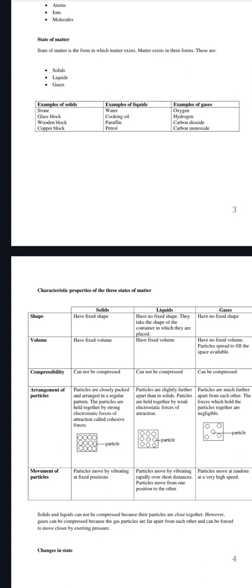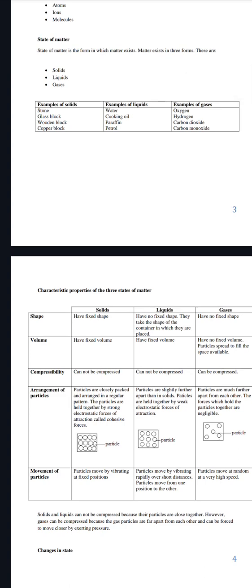Then we have examples of solids. We have stones, glass block, wooden block, copper block. Examples of liquids are water, cooking oil, paraffin, petrol. Examples of gases are oxygen, hydrogen, carbon dioxide, carbon monoxide. In these gases which have been given, you can only find molecules. But in gases found in group 8 of the periodic table, you can only find what we call atoms.